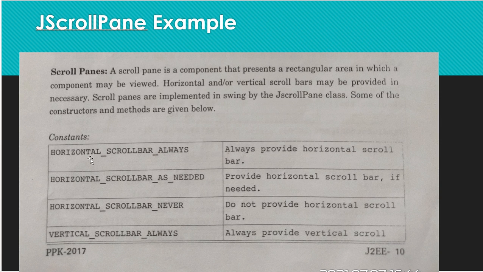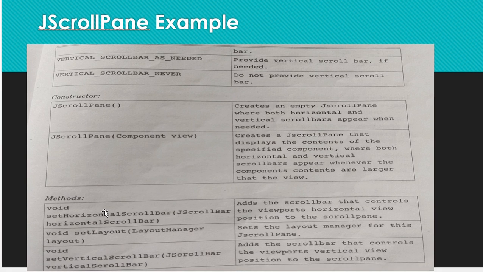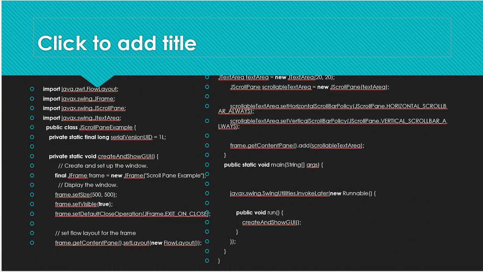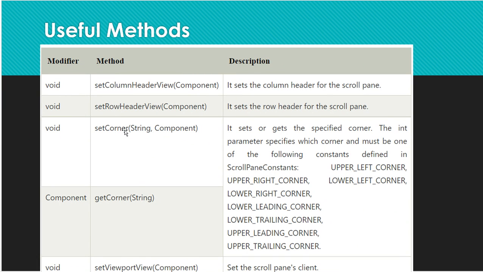Okay, these are the methods and integer constants we can use to create scroll bars. Horizontal scroll bar always, vertical always, horizontal scroll bar as needed, vertical also as needed, like that we can create. The methods are the set horizontal methods, which we have already seen, correct? These are the methods I have shown.